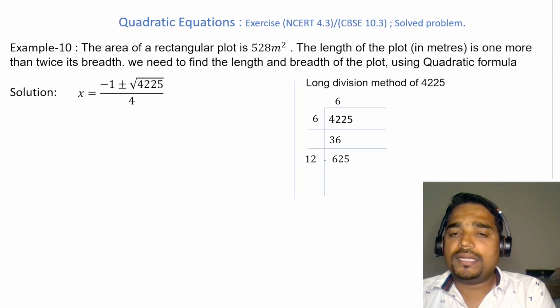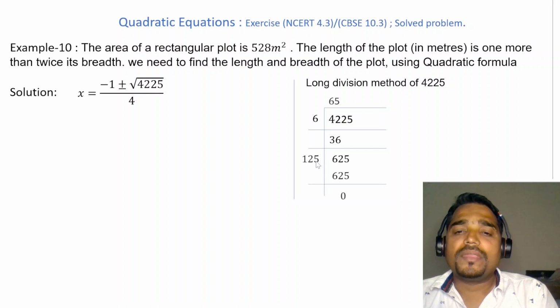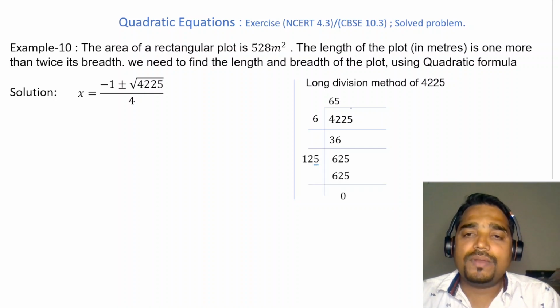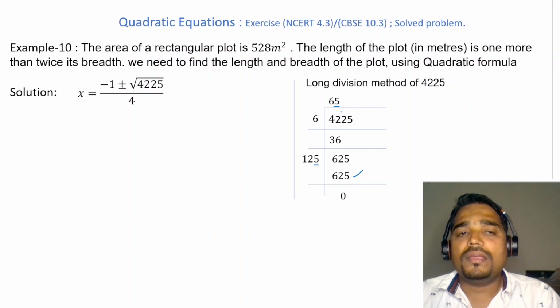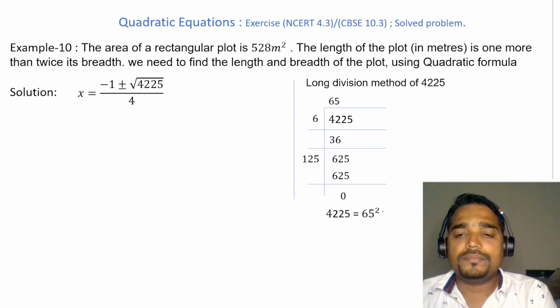Now we have to select one more number after 12, so that upon multiplication of this number with 12_, suppose if we are taking the number as 3, 123 3s would be less than 625. Therefore, let's select the number as 5, giving 125. That is, I've taken 5 here as well as 5 here. So if 5 is multiplied by 125, the answer is 625. 625 minus 625 is 0. Therefore, 4225 is equal to 65 square.